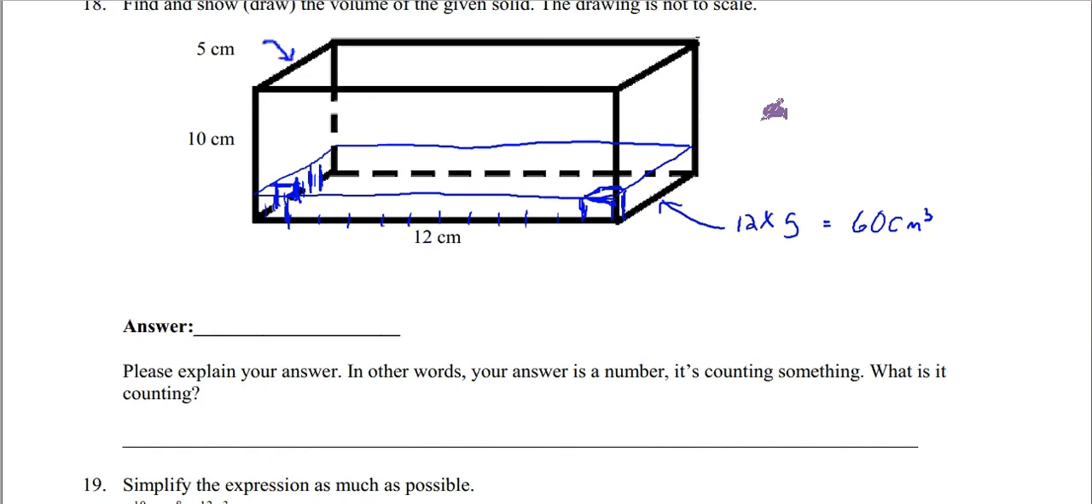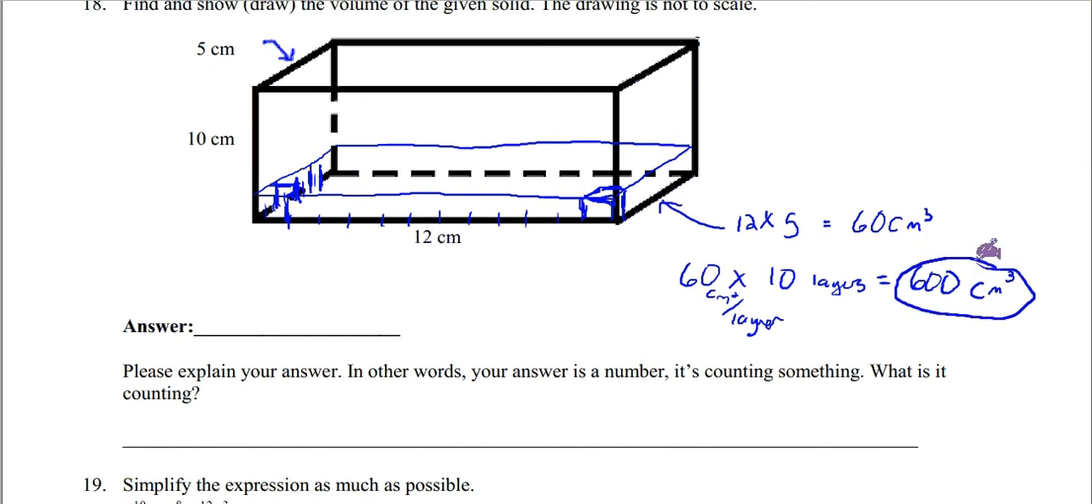I can fit another layer and another layer and another layer, and so on. How many layers can I fit of those 60 cubes? I can fit 10 of those layers. Okay, so if every layer has 60 centimeter cubes in it, and I can fit 10 layers, that's 60 times 10. We could say 60 centimeter cubes per layer times 10 layers equals 600 centimeter cubes. That's what I'd put here, 600 centimeter cubes.